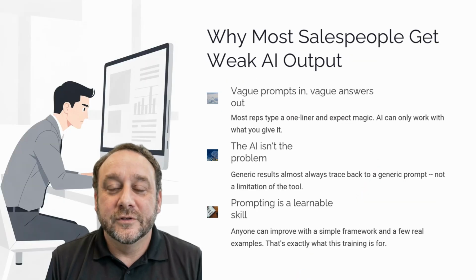Most salespeople don't get bad AI results because the technology is weak. They get bad results because they give the AI very little to work with. A vague prompt usually creates a vague answer. For example, if you type something like, "Write me a sales email," the AI has to guess. It doesn't know who the buyer is, what you sell, what pain you solve, what tone you want, or what action you want the person to take. So it fills in the blanks, and the result usually sounds generic.